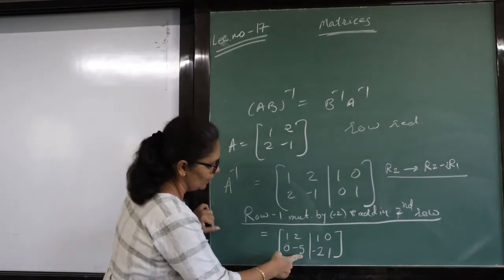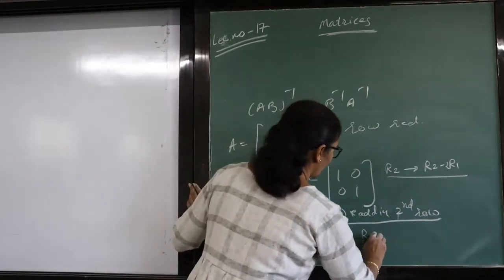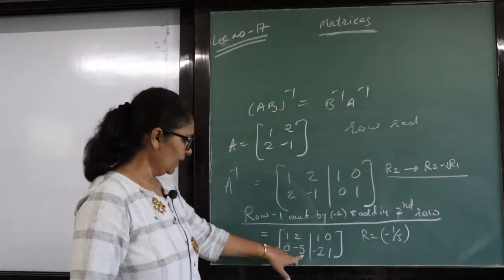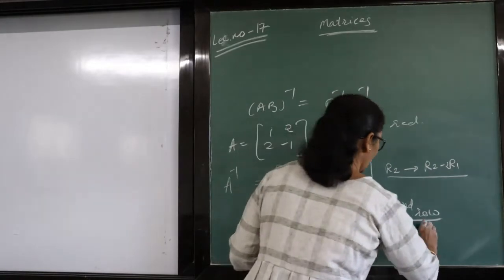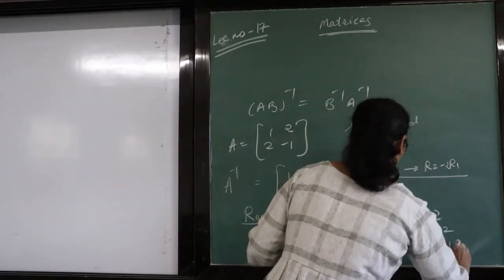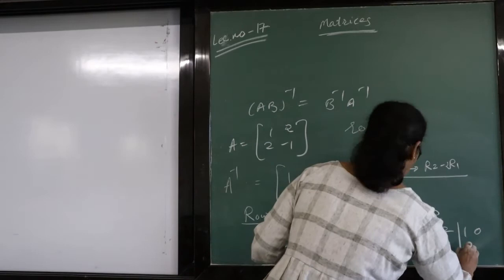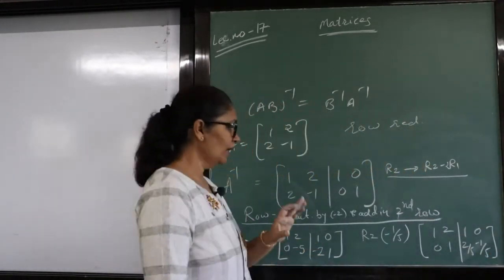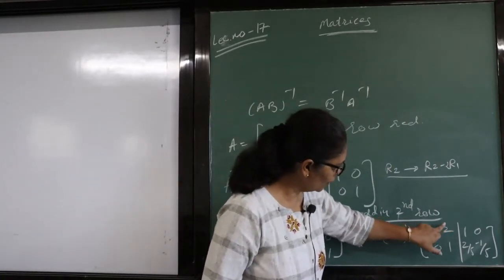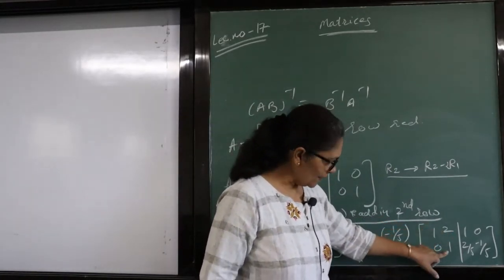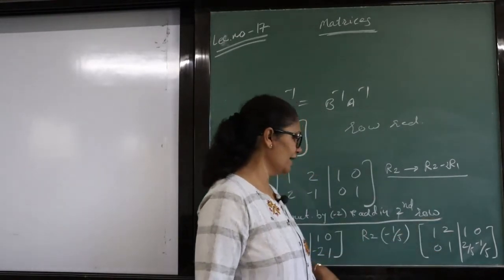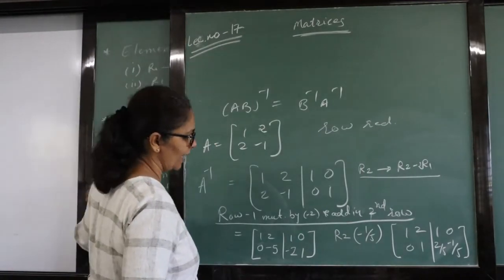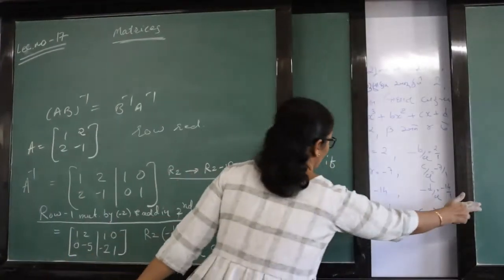Now what we have to make? Here we want 1. So we will divide row number 2, multiply by minus 1 by 5. Row number 2 multiply by minus 1 by 5. So what you will get? 0, 1, multiply with minus 5. So 2 by 5 and this will be minus 1 by 5. Now only one change you have to make, that we have to reduce this 2 also. So multiply this with minus 2 and add in first. So let's check it. First we multiply second row with minus 2.